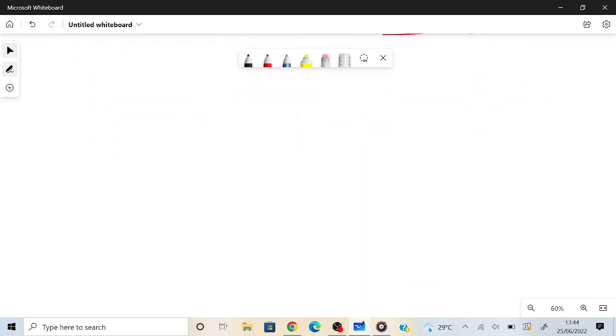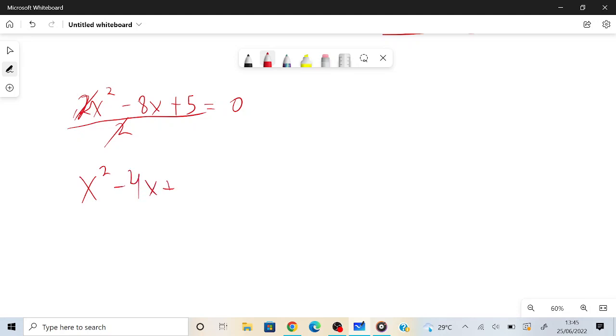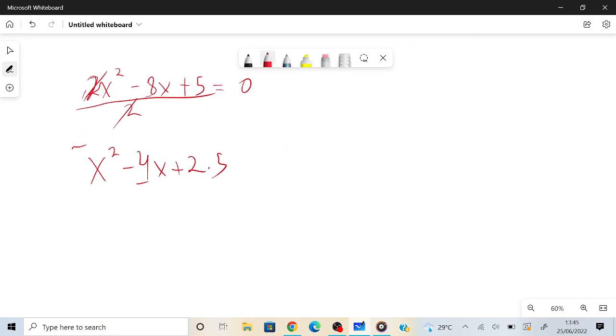Moving on to the next example. This time we have 2x squared minus 8x plus 5 equals 0. First things first, divide by your coefficient of x squared, if there is one. So everything divided by 2 just cancels this out. You have x squared minus 4x plus 2.5. 5 divided by 2 is 2.5, and minus 8 divided by 2 is minus 4. Again, all of this, remember, times by 2 and still equals 0.